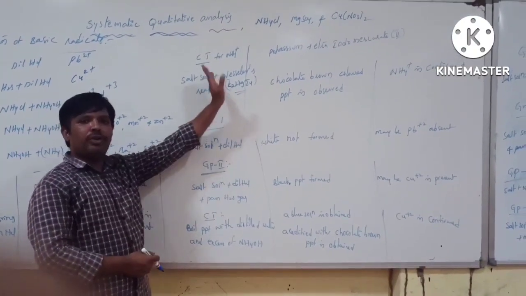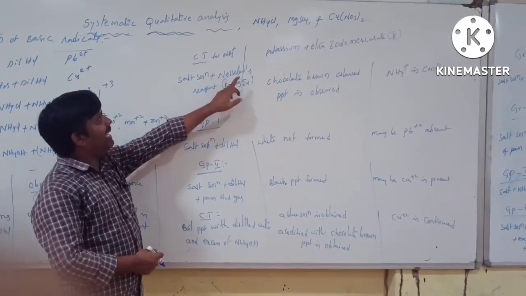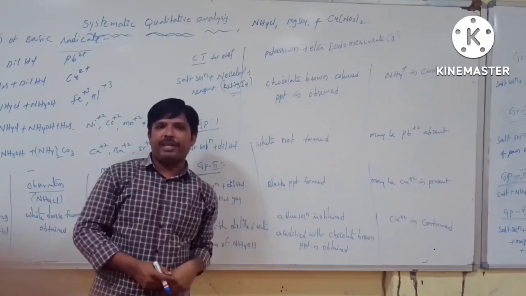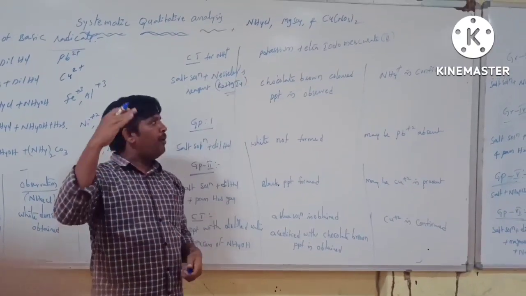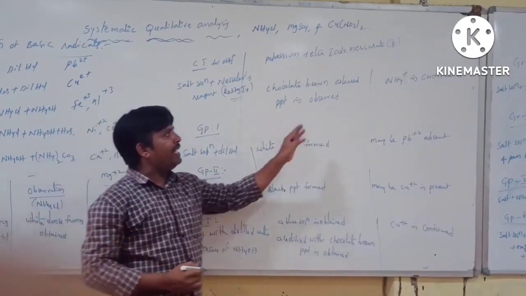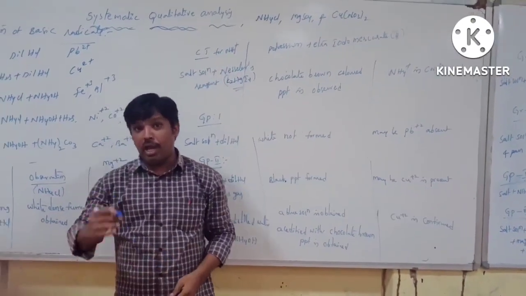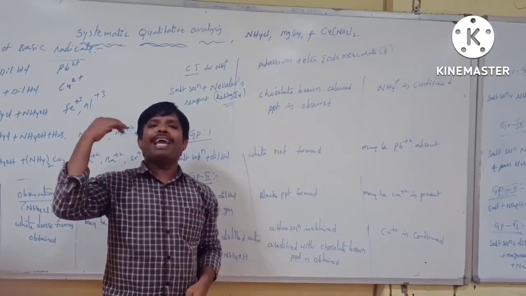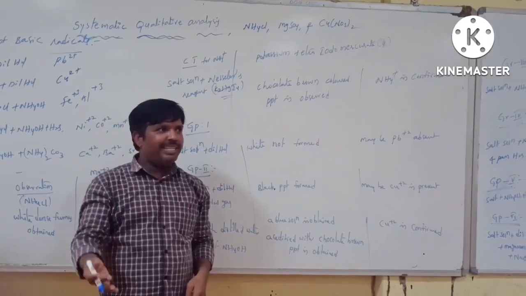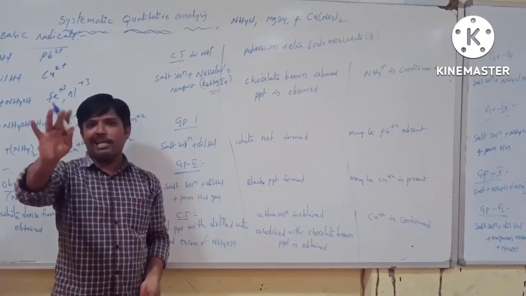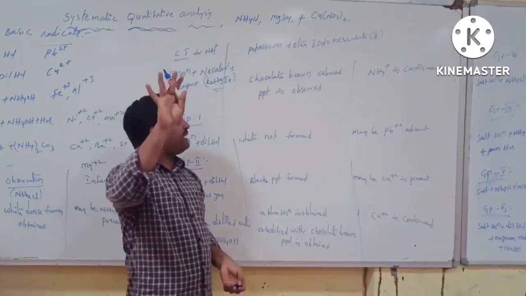To the salt solution, add Nessler's reagent. Formation of a chocolate brown colored precipitate is observed. Presence of what? NH4+. NH4+ is confirmed. Then always we have to write that the NH4+ cation is confirmed, if it is a confirmation test. There may be an "and royal" also.